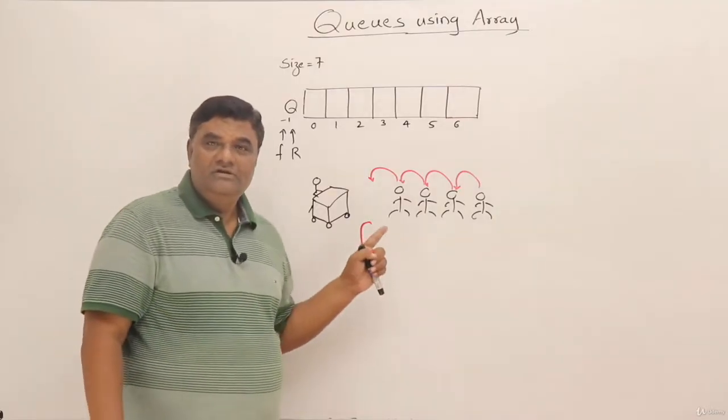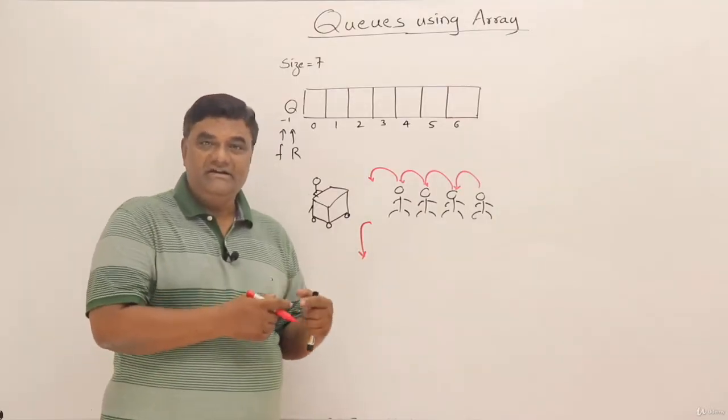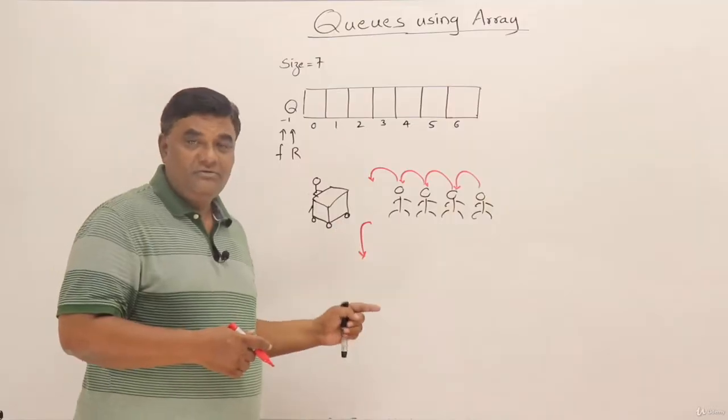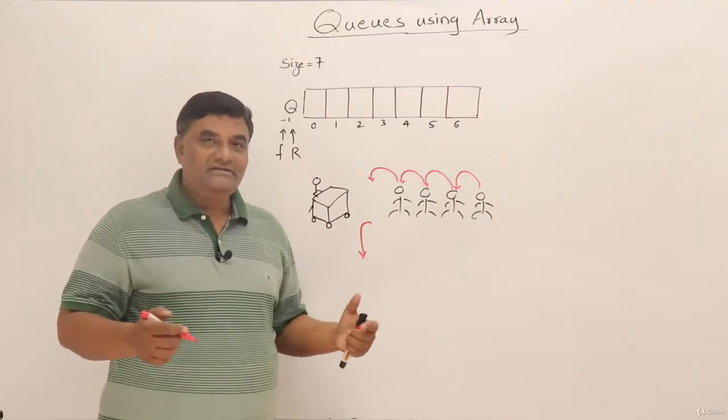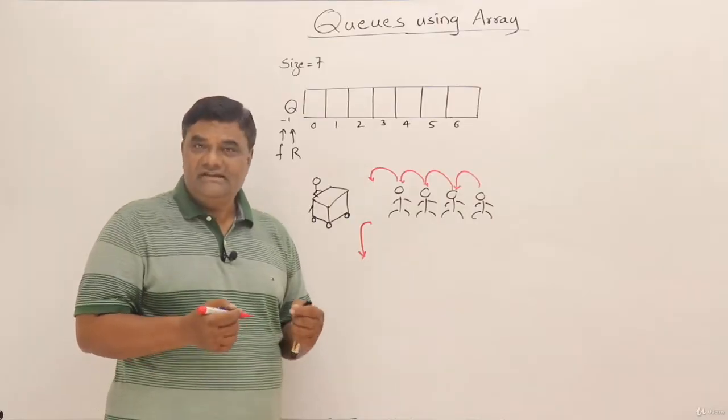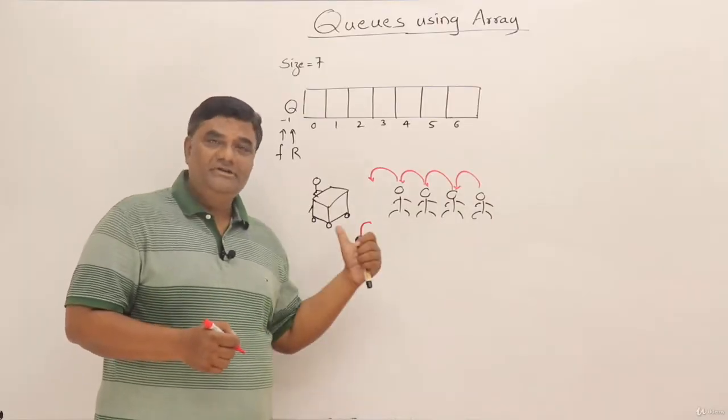So all will move. How many steps are taken when one person has stepped out from the queue? N steps are taken, as many people as there are in the queue. So the time for deletion is N, because N people are moving forward.